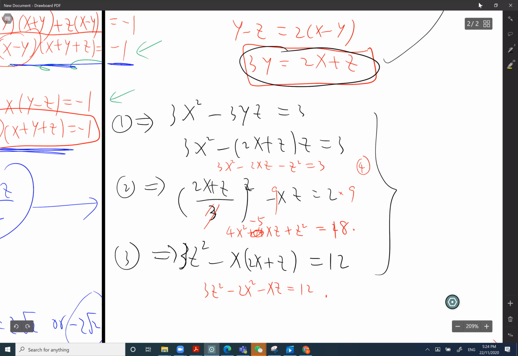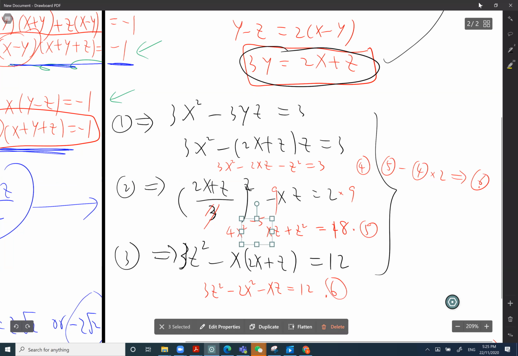We got 4 equations here. And the first two can really give you the last one. Like 5 minus 2 times 4 just gave you 6. So we just need 2 of them. We just need 5 and 4, because number 6 is just another form of 5 and 4. Okay, up to here, how do we do it? Up to here, how do we do it? It's just quadratic expanding.